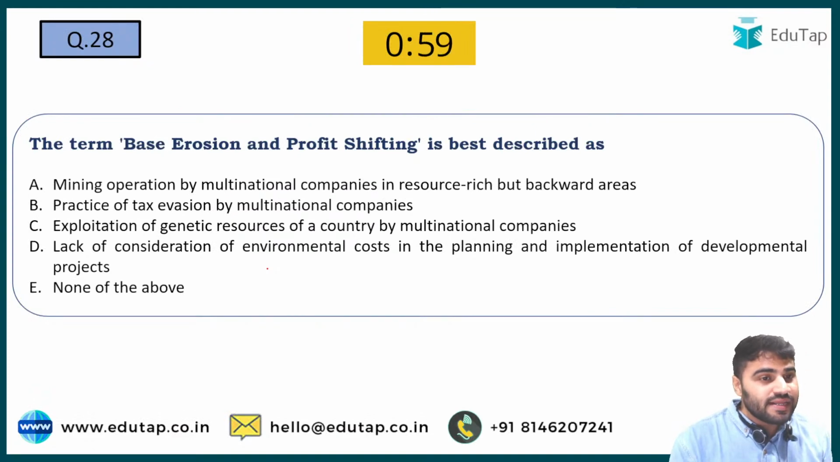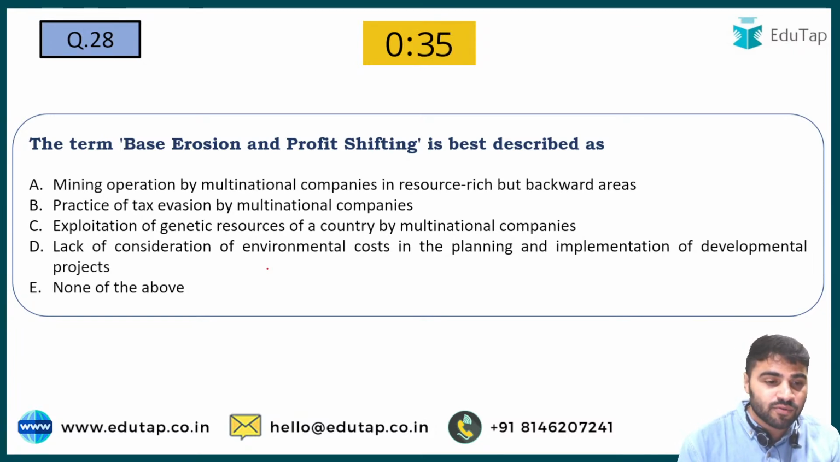Now guys, question number 28. The term base erosion and profit shifting is best described as, your options are: mining operation by multinational companies in resource rich but backward areas, practice of tax evasion by multinational companies, exploitation of genetic resource of a country by multinational companies, lack of consideration of environmental cost in the planning and implementation of developmental projects, or none of the above.